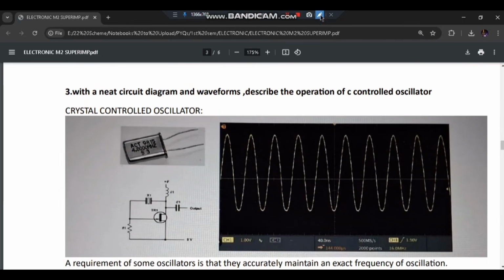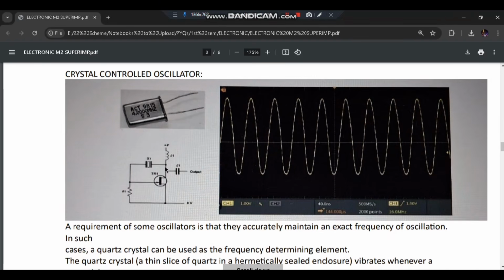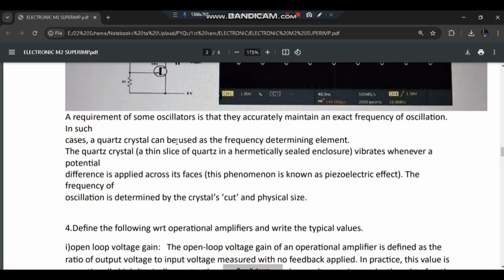Moving on to the third super important question: with a circuit diagram, describe the operation of a crystal controlled oscillator. This is the diagram you need to make. This is the output which we will be getting, and the diagram is as follows. Here we have the resistor, inductor and capacitor, and here we have the common emitter. This is the diagram you need to make, and here it should maintain the same frequency.